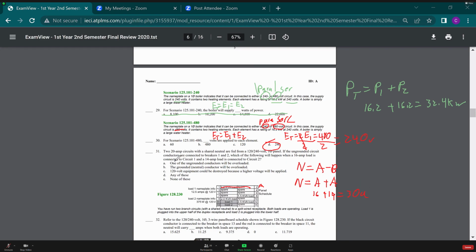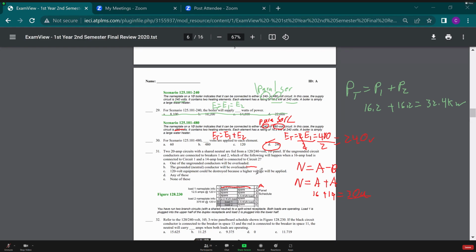Let's take a look at our question here. A, one of the ungrounded conductors will be overloaded. Well, I hope not, because if we're hooking it up to a circuit breaker, then we're going to be hooking up that wire to that circuit breaker's rating. So if we hook up a 16 amp load, we should have 12 gauge there, not overloaded. 14, again, 12 gauge, we shouldn't have an issue. B, the grounded or neutral conductor will be overloaded. Well, this one's pretty likely because we're running 30 amps through the neutral.